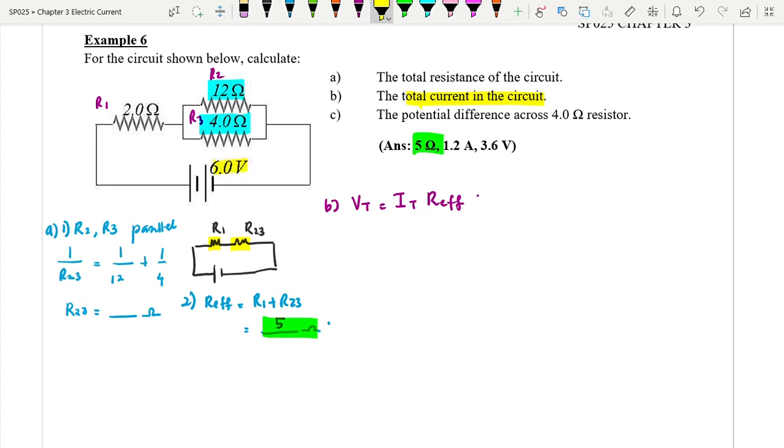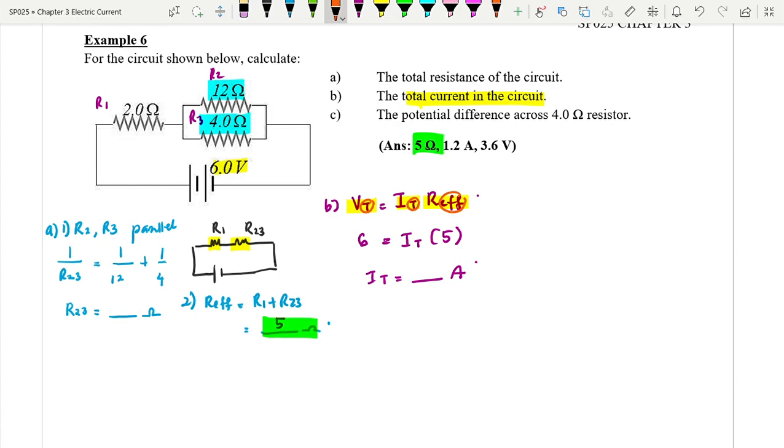So, for question B, V total kita adalah 6 volt. So, kita just masukkan 6 volt. I total yang kita nak cari, R efektif kita 5. So, we can figure out what is I total. So, as long as kita gunakan nilai R total, V total, dan kita akan dapat I total. So, that's the tips lah. Okay, make sure korang gunakan nilai yang betul. Okay, jangan campur-campur. Dan penting juga untuk kita label benda-benda ni. Okay, bila kita label, kita tahulah nilai apa yang sepatutnya kita masukkan.